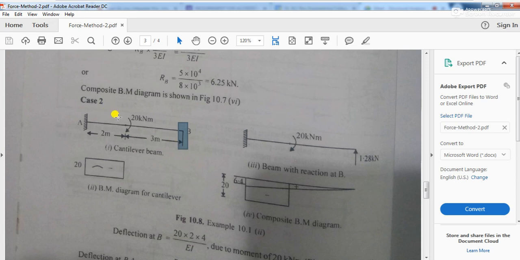Now next is what? After this removal of this force, if you apply this RB over here, then using this redundant force, you should be able to find out the moment diagram again. So for this there will be a triangular diagram. So from that triangle you again find out what will be the deflection at B. How do you find out? You just take the area of the triangle. Area of the triangle is how much?